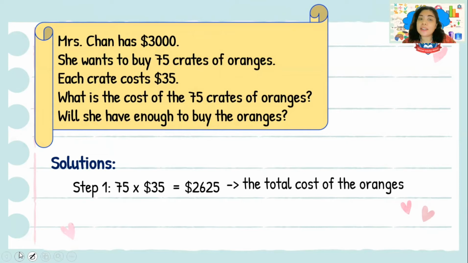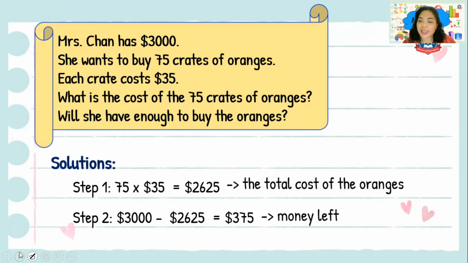Mrs. Chan has $3,000. Is it enough? Yes, because 3,000 is bigger than 2,625. So let's subtract. So the answer is $375. So Mrs. Chan still has a change, which is $375. Okay, children, so that's all on how to multiply two-digit number by another two-digit numbers.